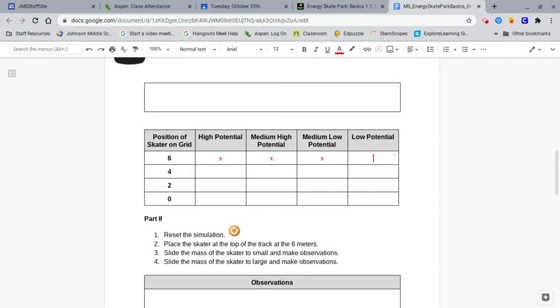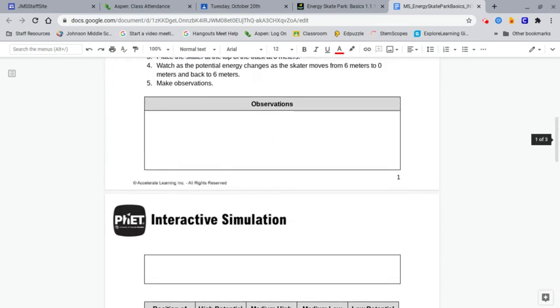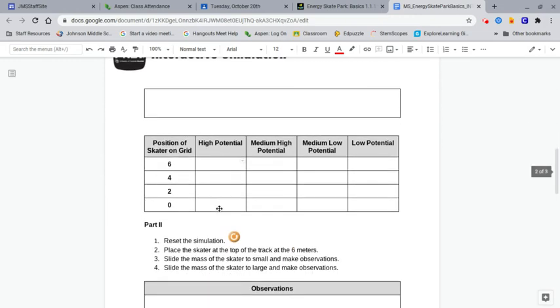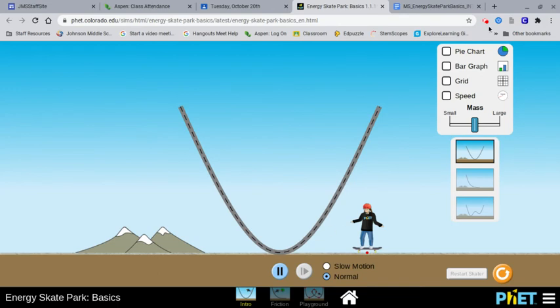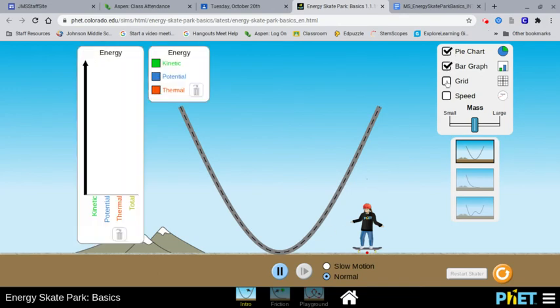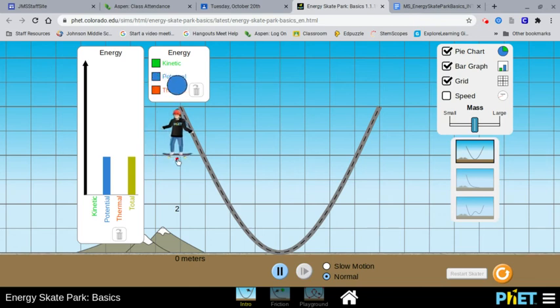So you have to determine only one of those will have an X going across at 6. All right. And then you're going to have to also place him at 4. So you can stop, you can restart, you can reset. This time you're going to have to go pie chart, bar graph, grid, and this time you're going to start it at 4 and make observations, watching only the potential energy, the blue, for this activity.